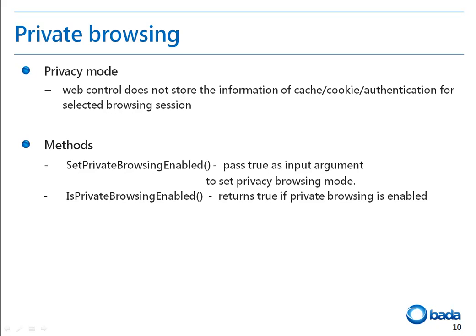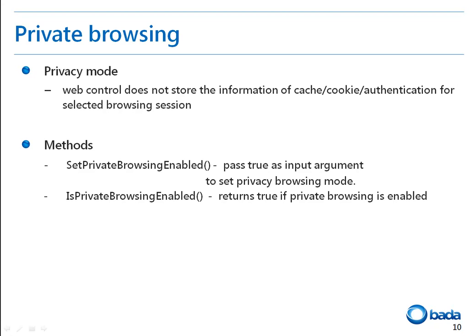While developing your web application, it might be important for you to ensure the privacy of your users. You may want to restrict the web control from storing the browsing information, such as the cache, cookie, or authentication information. You can enable private browsing in your application by passing true as the input argument to the SetPrivateBrowsingEnabled API. You can also check whether private browsing is enabled or not by using the IsPrivateBrowsingEnabled API.